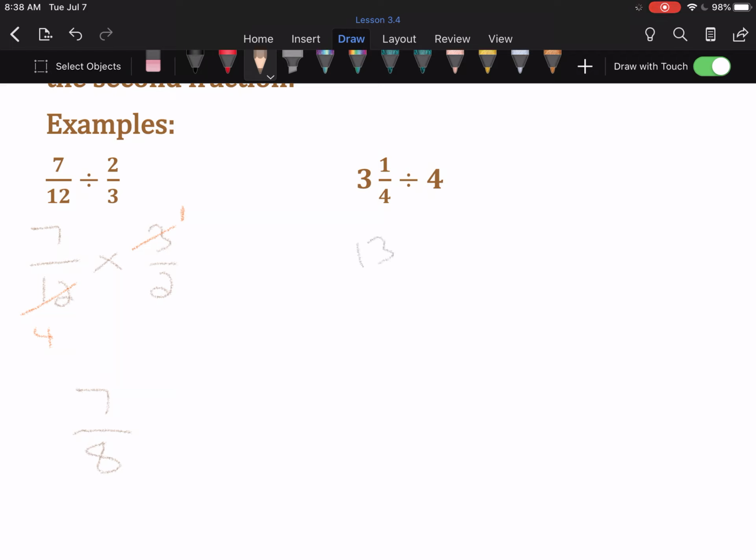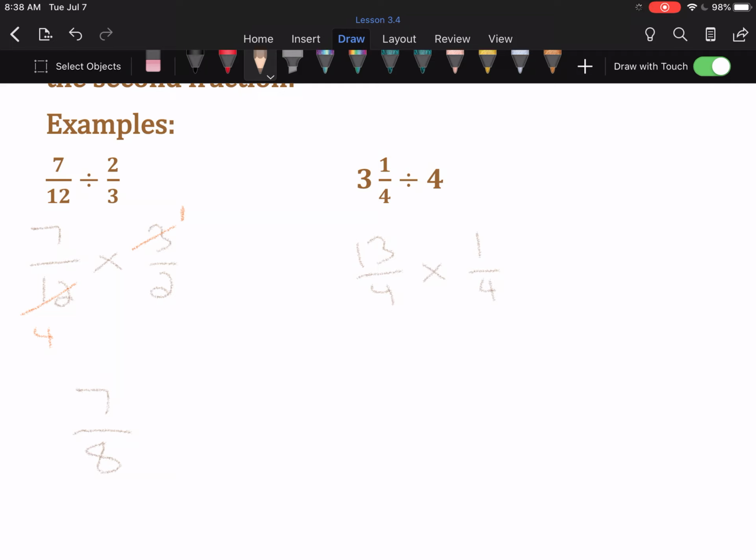Keep the first fraction. Flip the second fraction. Change the sign to multiplication, KFC. You note as I did this, I changed 3 1/4 into 13/4. I made it its improper equivalent. You're not allowed to use mixed numbers when you multiply. You're not allowed to use mixed numbers when you divide.